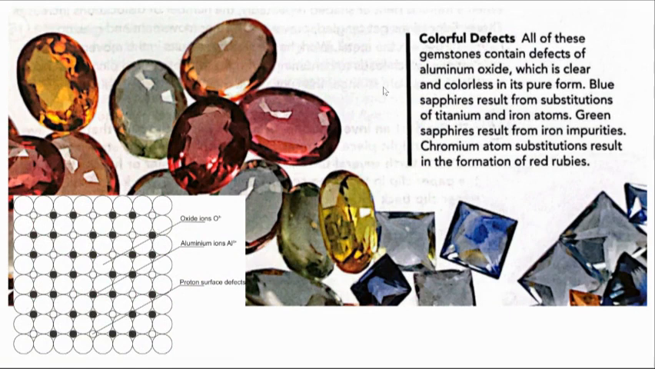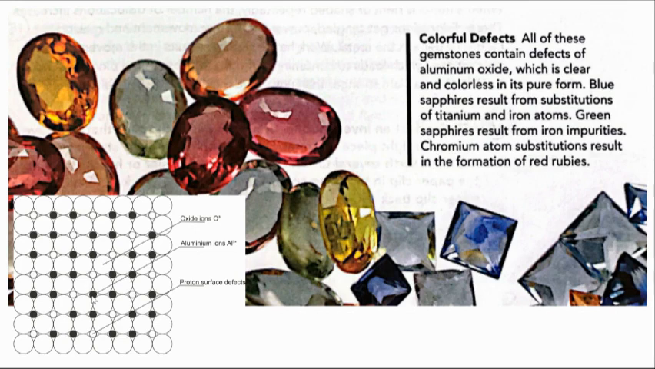So if we look, defects are one of the reasons why gemstones can be different colors. Blue sapphires, green sapphires, and red rubies are all made of aluminum oxide. And if we look at the structure of aluminum oxide, we can see the oxide ions right here, the larger oxygen, as well as the aluminum right here, which are the black atoms in this picture.